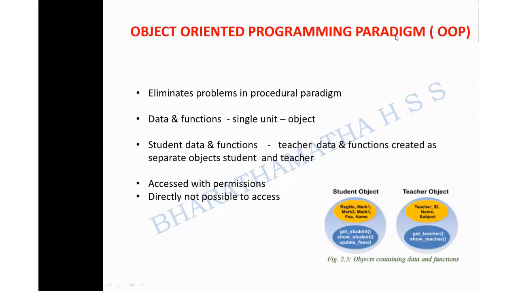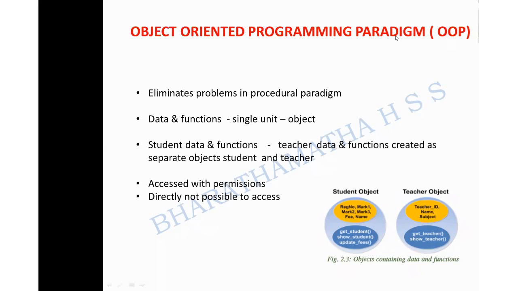Okay. Then the next is student data and functions, teacher data and functions. They are created as separate objects, student and teacher. That is this example only I have written over there. They are created separately, and further they can be joined together at a later stage. That is a little higher level for you. Okay. Later they can be combined together also, and then accessed with permissions.